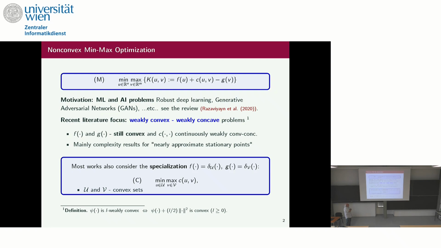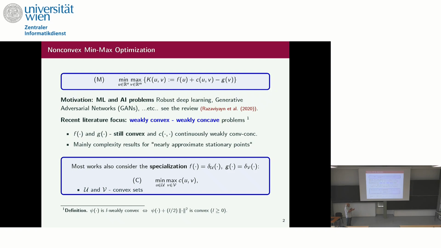Okay, and at the time that we started our research, and again, I'm not going to go through all the literature, the literature was already wide on that subject, and it was focusing on weakly convex, weakly concave problems. Now, just a reminder. Weak convexity is essentially saying that you take a function and you add a small positive quadratic term, and you expect that the resulting function will be a convex function.